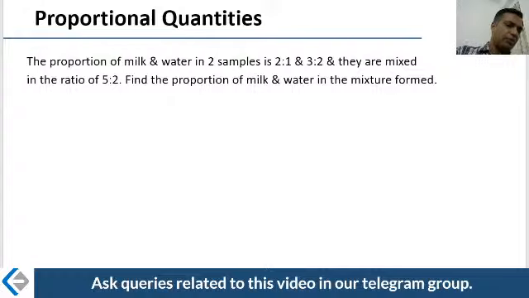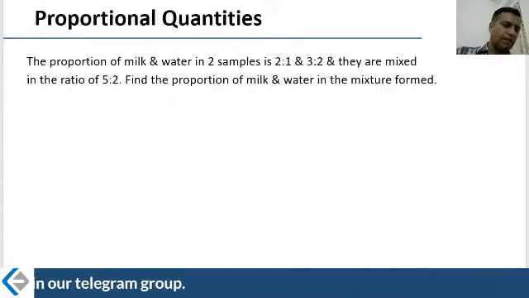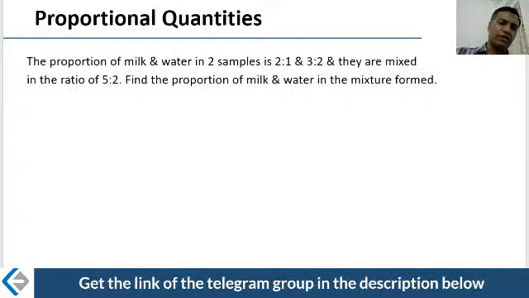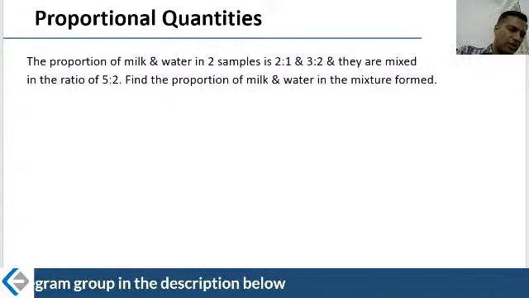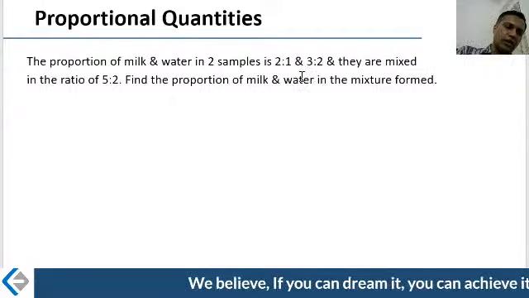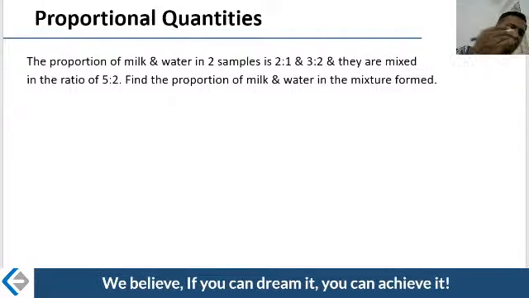Great. The proportion of milk and water in 2 samples is 2 is to 1 and 3 is to 2. They are mixed in the ratio 5 is to 2. Find the proportion of milk and water in the mixture thus formed. Whatever the new mixture formed, what is the proportion of milk and water? Look, earlier the word was equal. In the previous question, whatever the composition, they were mixed in equal proportion. But this time they are mixed in the proportion of 5 is to 2.